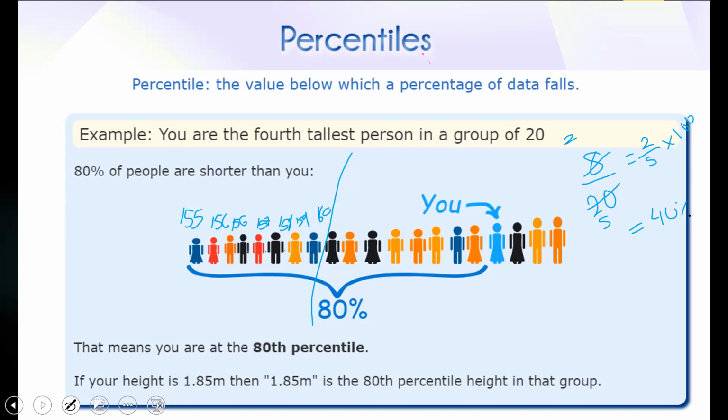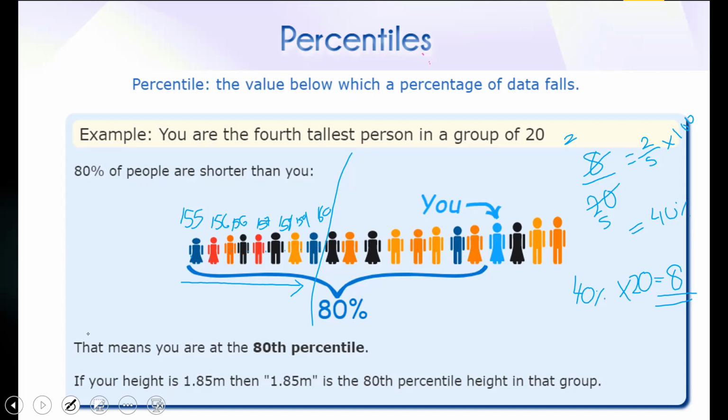Sometimes I will give you how many girls there are, and the question will be: at which height are 40% of the girls below? You will say 40% times 20, you will find that is 8. So you will tell me that the first 8 girls here are less than 160. This is the definition of percentile.